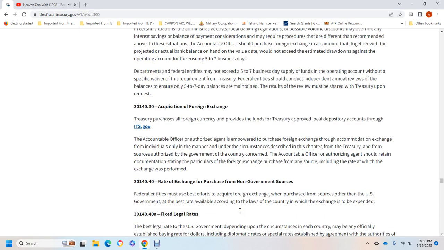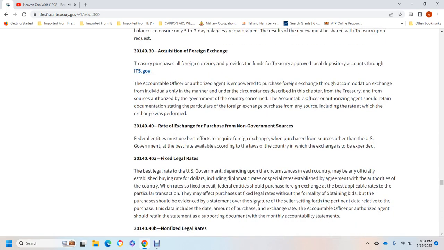3140, the rate of the exchange purchase for the Italian government source for the needs, so that after to acquire the foreign exchange purchase for the source for the U.S. government with the best rate available according to the laws of the country in which exchange expended, the fixed legal rates.